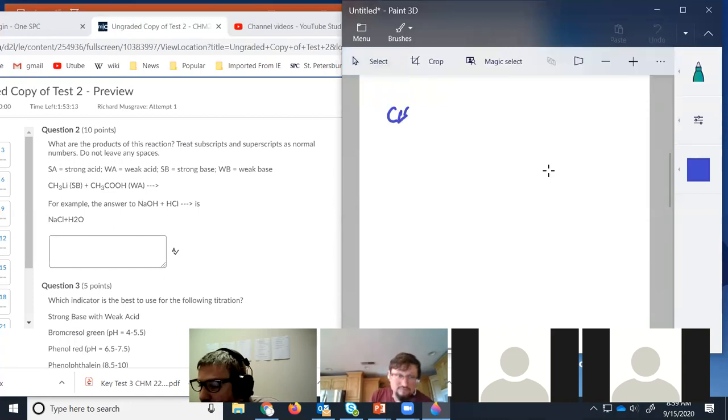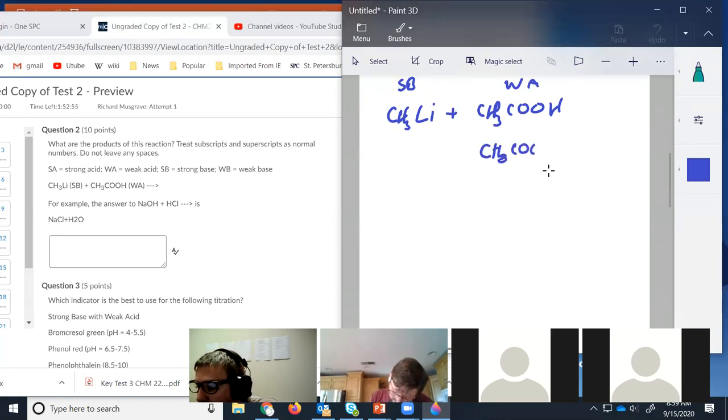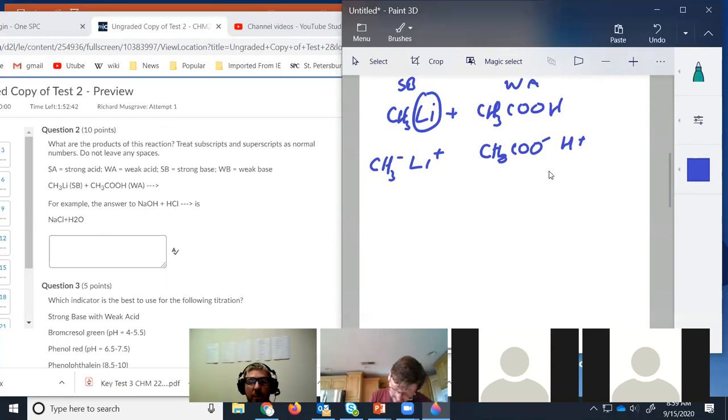All right, CH3Li and CH3COOH. Now, we know this is a strong base. We know this is a weak acid. Given that it's a weak acid, we split it into CH3COO minus and H plus. And as I said earlier with the strong base, if you've got a metal ion, then you split it up this way, into CH3 minus and Li plus. I'll stop here for a second. Does anybody have any questions about what I've done so far?